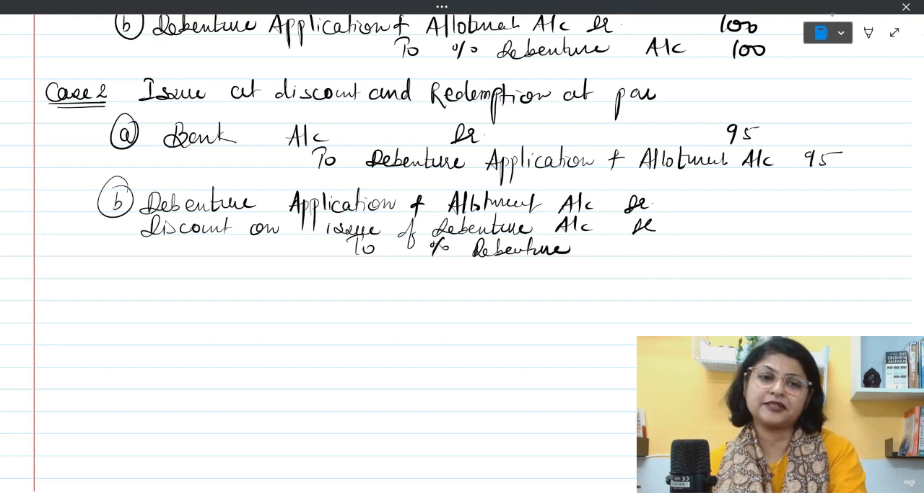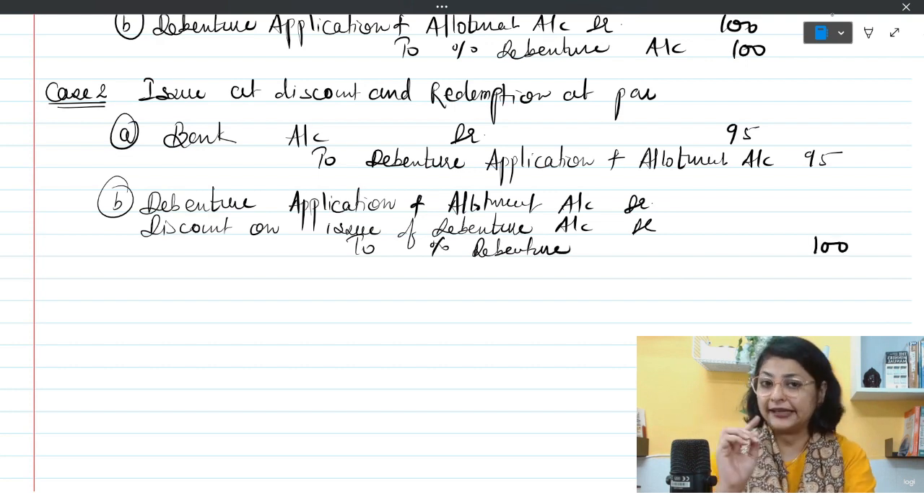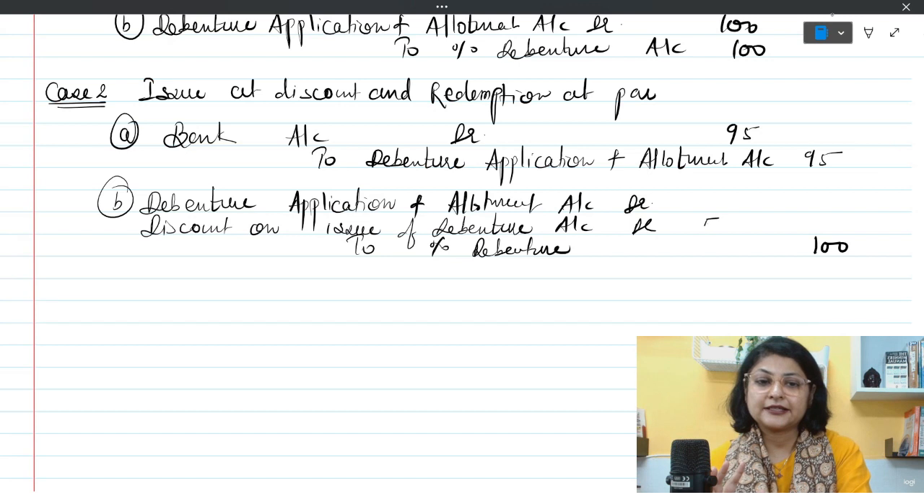Always and always in front of debenture account, you will write the face value. The discount will be written over here and the issue price will be written over here. So like this, you will pass the entry.